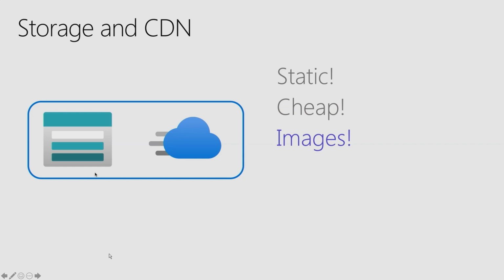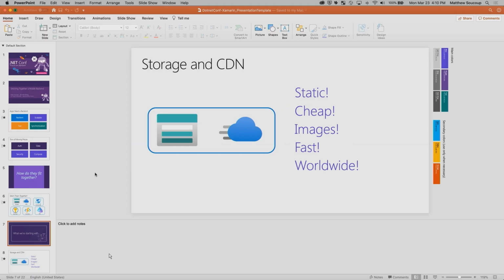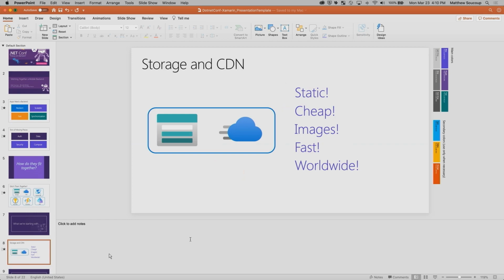And it's great for the images that you want to put on or any other static content, blobs. Think about blobs for here. And it's really, really fast. And with the CDN, it is available worldwide. So let's see how we can really go ahead and start using that.